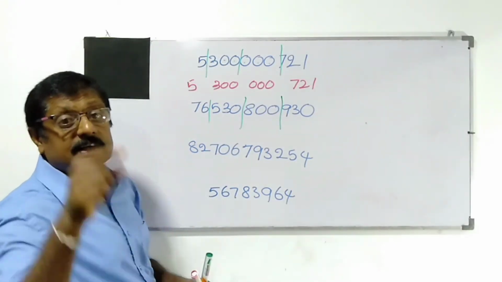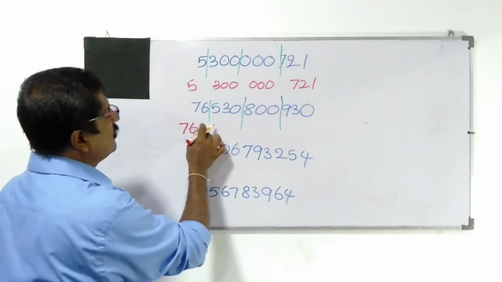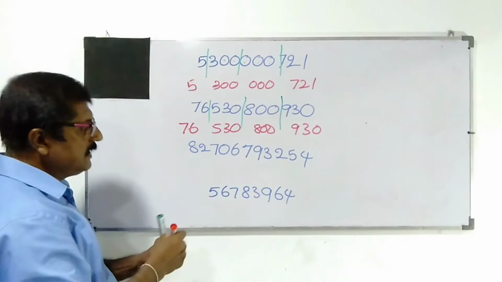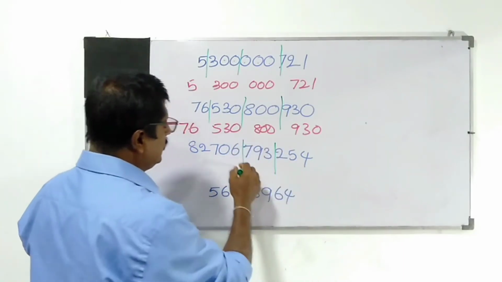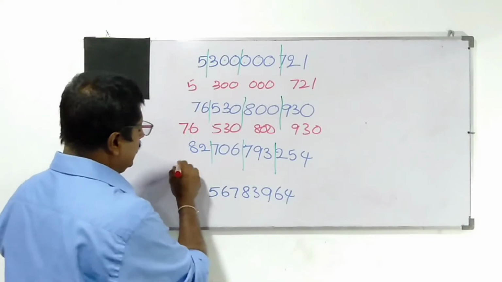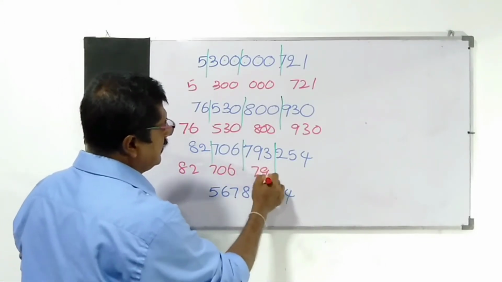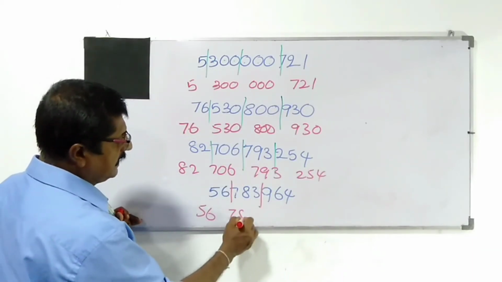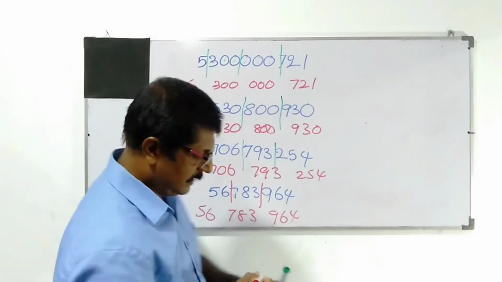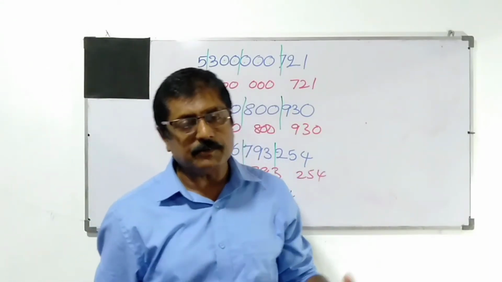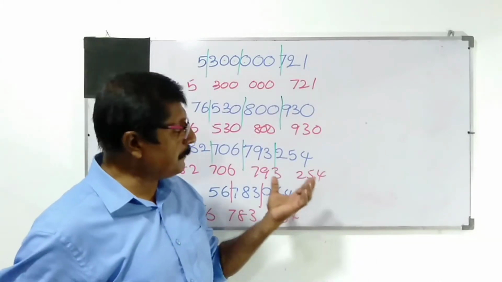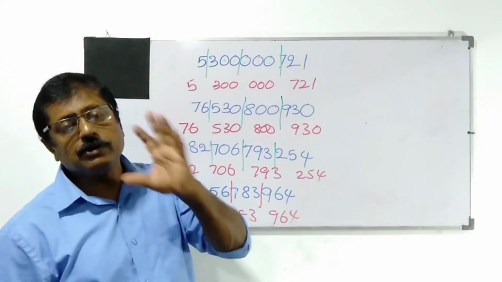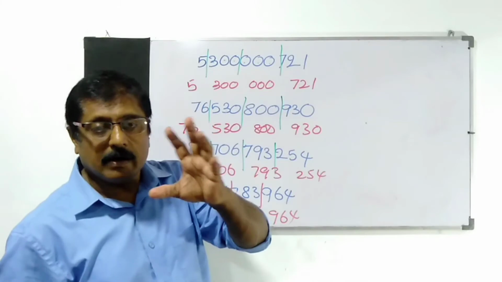How can we write this number in the standard method? That is 76 space 530 space 800 space 930. The other one. Separate. 82 706 793 254. The other one. 56 783 964. When we write numbers, we must always keep a space, separating them into zones of 3 digits like this. Right. Now we are going to discuss the names of these zones.